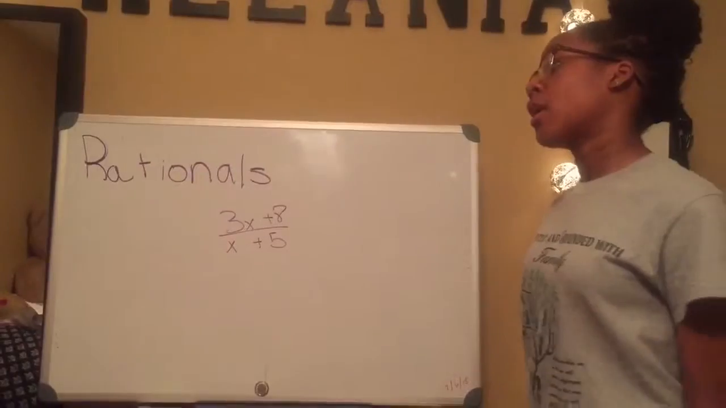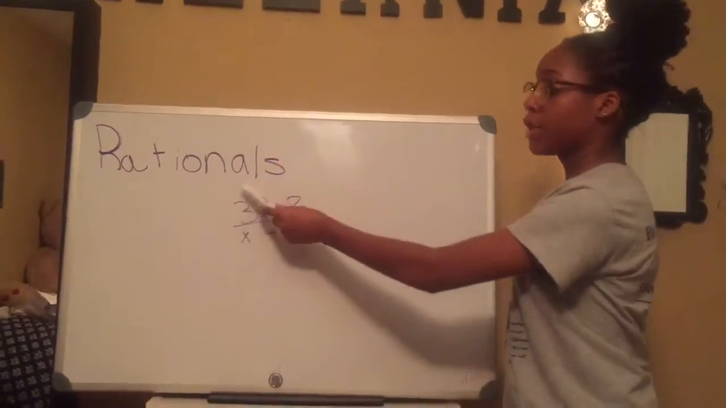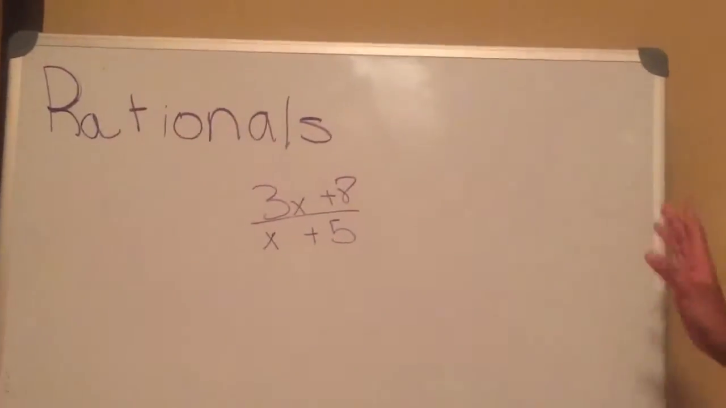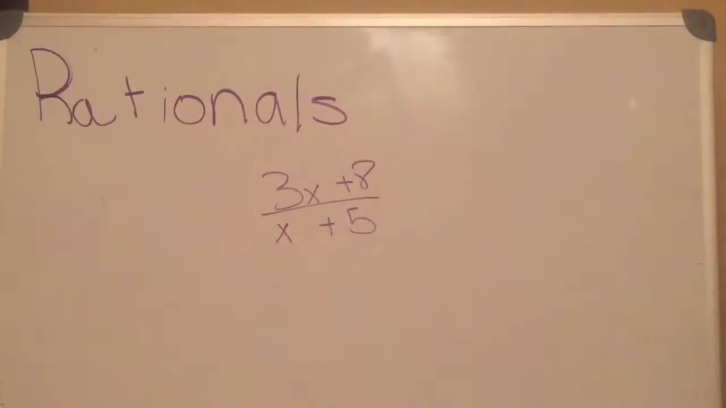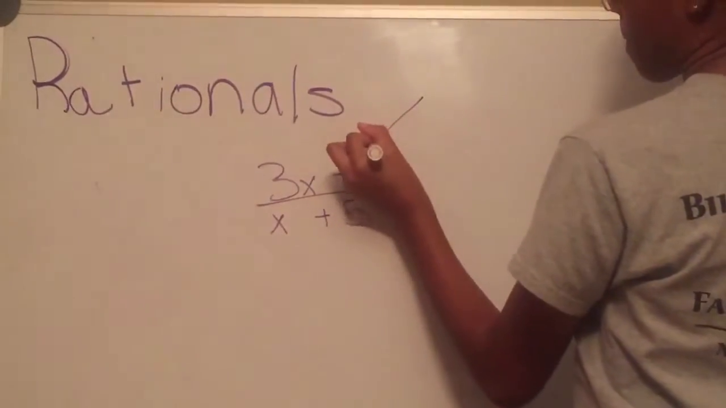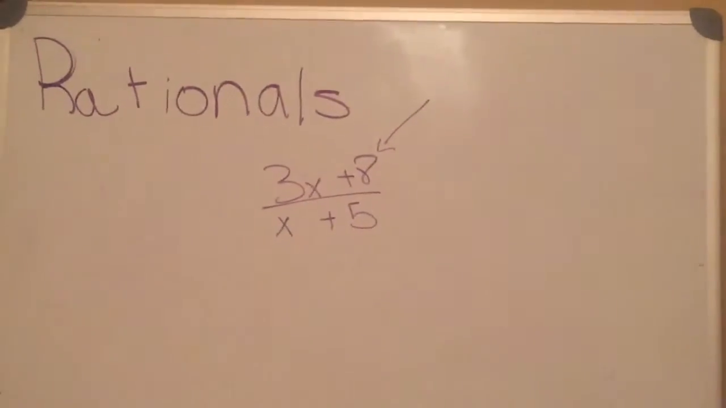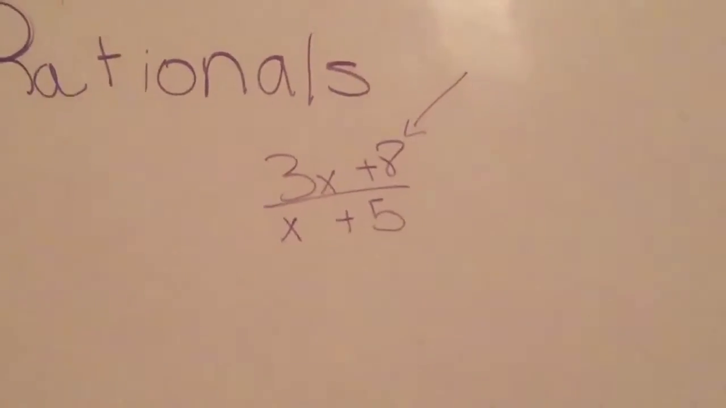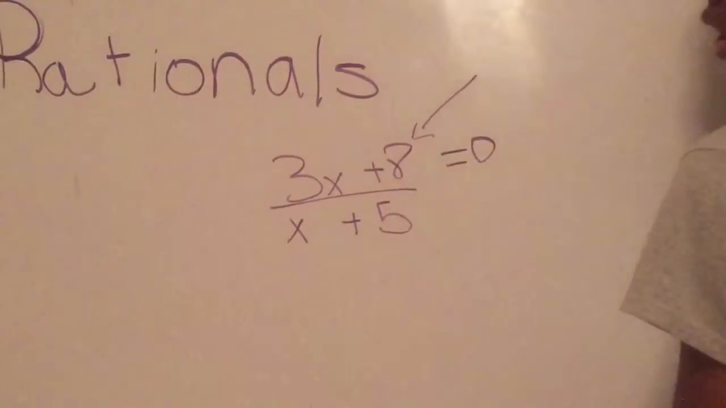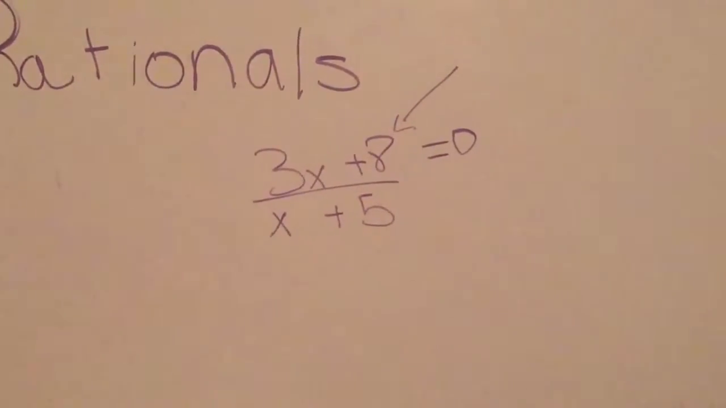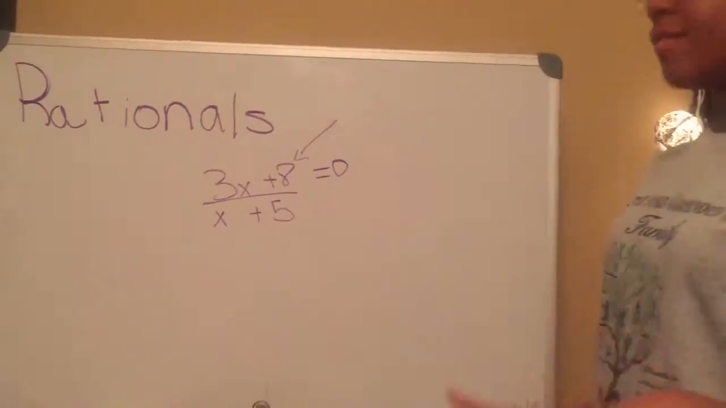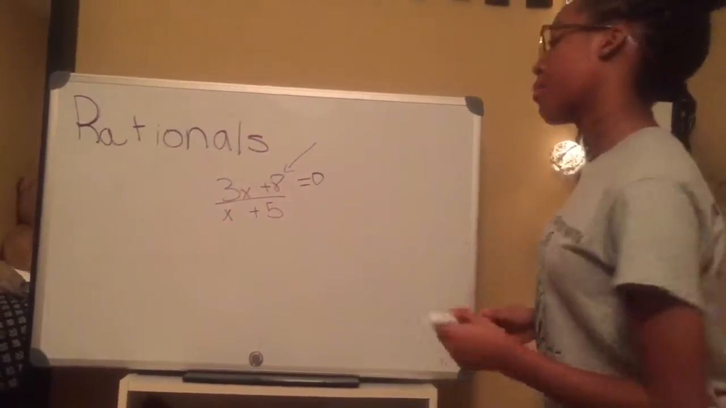Okay. So our next lesson is going to be rationals while solving zeros. To me this is the easiest because it takes one simple step. You're going to look at your top number and set it to 0. When setting it to 0, you're always going to want to take the number without the x or the variable and bring it to the other side.